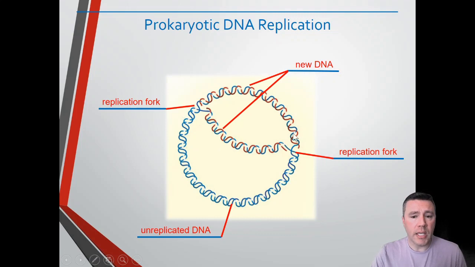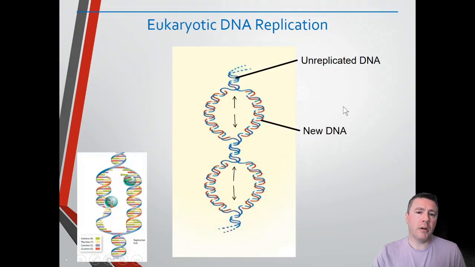If you look closely, you'll see that these two strands here, the one here and then the one down here on the bottom, each of those two strands is half blue, old DNA, and half orange, new DNA. So it's still semi-conservative replication. Now, how does this compare to eukaryotic DNA? It's similar in a few ways. One is that there are replication forks. Two is that the molecules that are created are half old DNA and half new DNA.